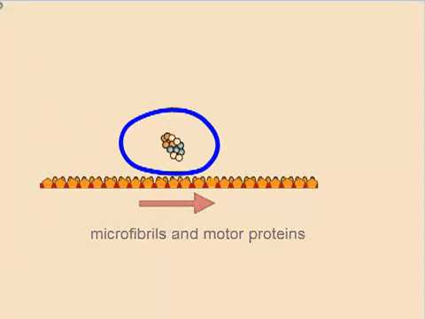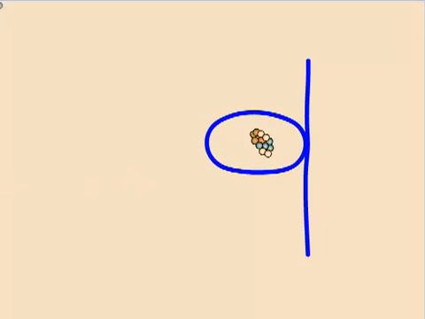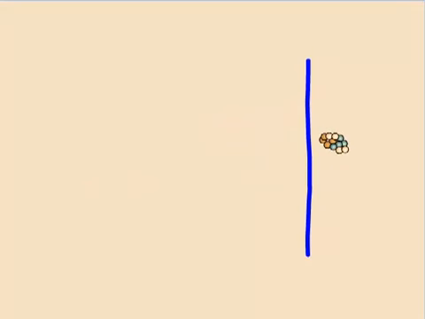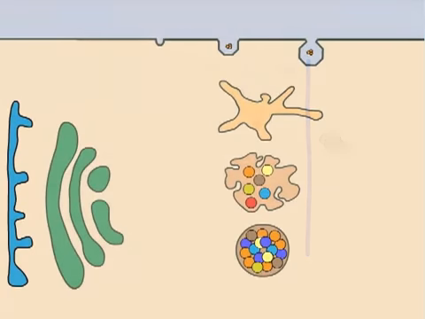The process is complex and involves specific interactions between the membranes that surround the cargo and the membranes of the targeted organelle. We have shown how transport from the Golgi to the mature lysosome is enabled by microfibrils and motor proteins that move cargo vesicles to their destination.